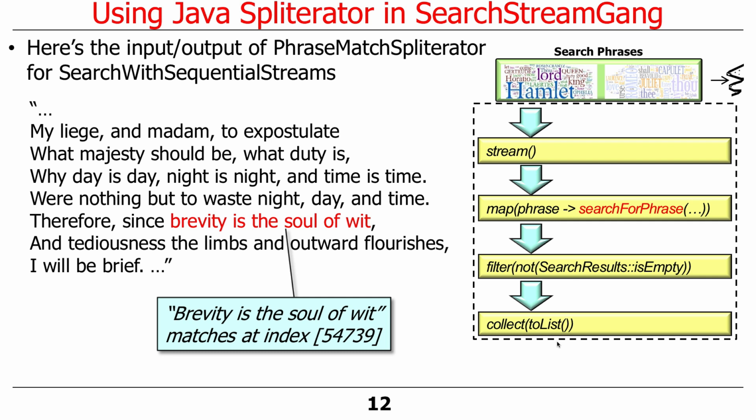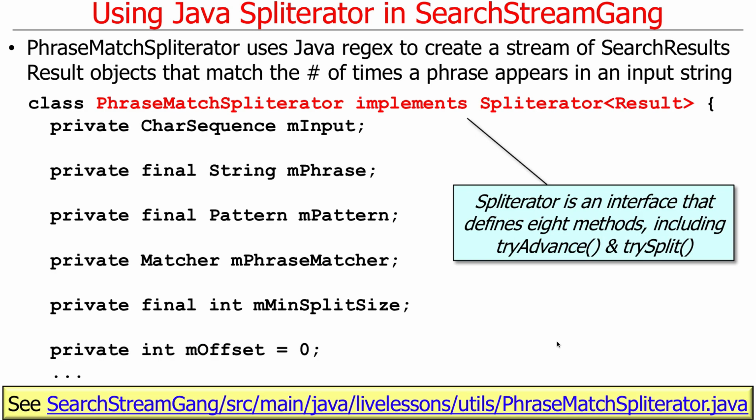And so "brevity is the soul of wit" matches at some place, some index from the beginning of Hamlet, and that's where it starts, right there. So the input of the PhraseMatchSpliterator would be a work of Shakespeare, and the output would be all the places where the match occurred. So how do we do this? Well, we implement a PhraseMatchSpliterator.